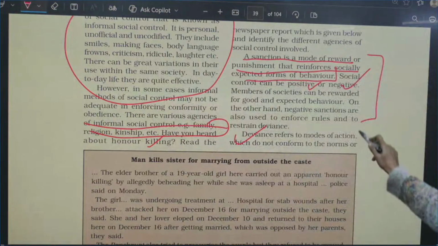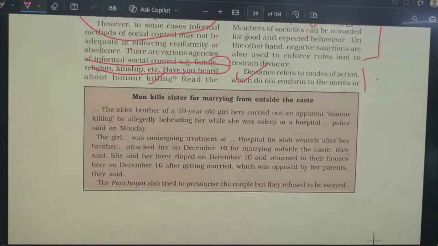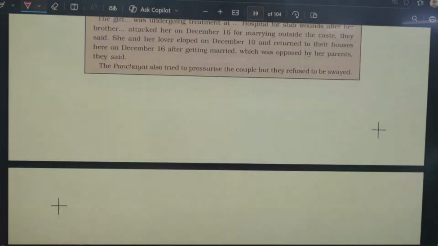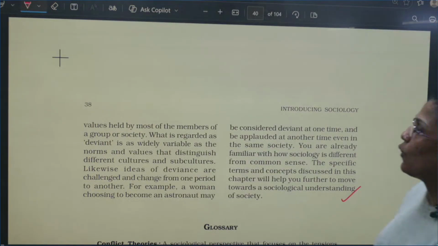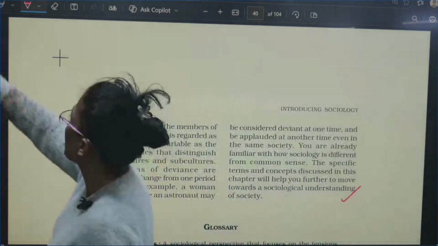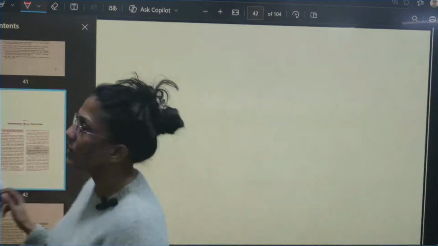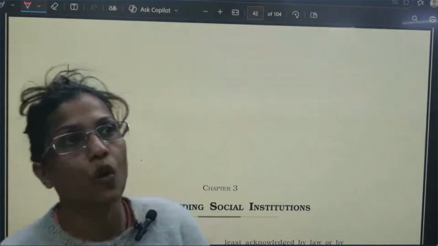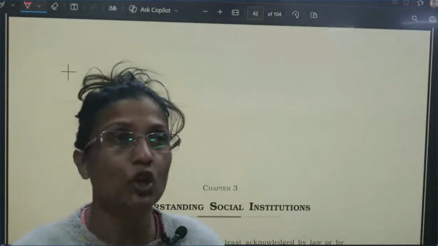Deviance is also your theory in the whole of functionalism. Which do not conform to the norms of society, that is deviance. It is very important for you. Okay, so this is how we have completed this particular chapter. We will be reading social institutions, not right now. I would be discussing more on the previous chapter only. So tomorrow we will read social institutions. Okay, now you people can take a break.